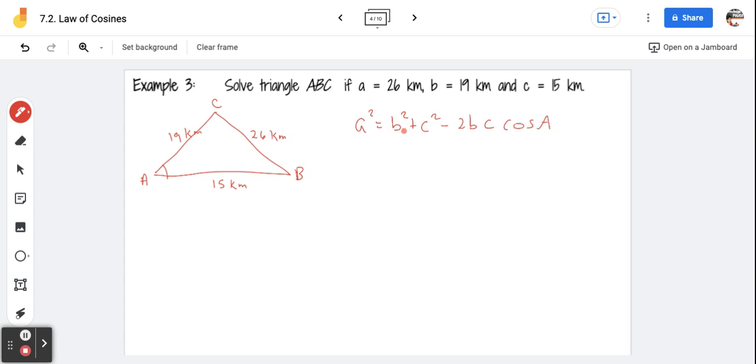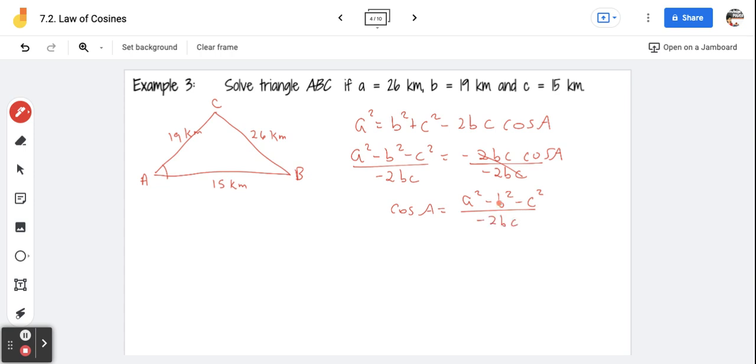So remember when I solved this, I subtracted the B squared and C squared over, so I had A squared minus B squared minus C squared equals negative 2BC cosine A. And then I divided both sides by negative 2BC. And so cosine A is equal to A squared minus B squared minus C squared divided by negative 2BC. Now, again, if this is on your formula sheet, you're not going to go through this every time. You're just going to pull the one with the angle that you're trying to find.